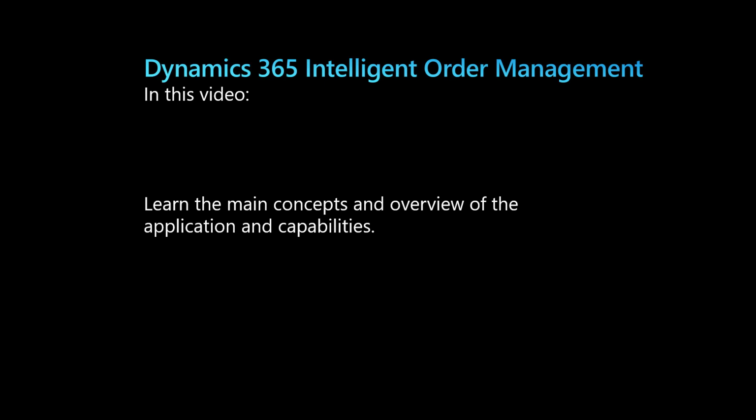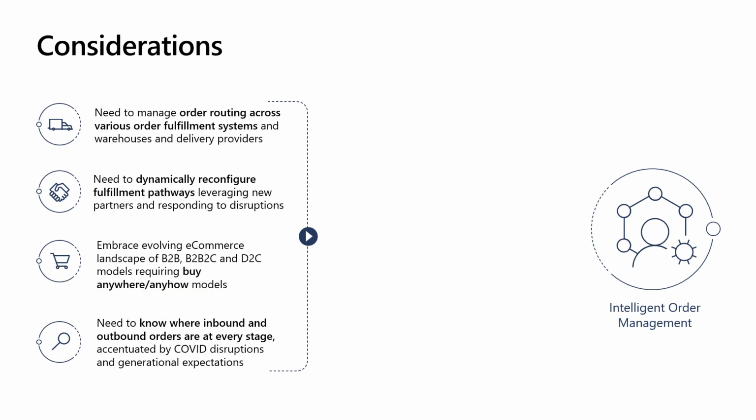In this video, we'll learn the main concepts and overview of the application and capabilities in Microsoft Dynamics 365 Intelligent Order Management. Some of the problems that we wanted to solve with Microsoft Dynamics 365 Intelligent Order Management were some of the problems that we saw customers had, which were needing to route orders across variant fulfillment systems, needing to dynamically configure the fulfillment pathways based on the partners and solutions that they're working with, changing business models evolving from B2B to B2C to direct-to-consumer models, and a mix of those models within an organization, and needing to understand where inbound and outbound orders were at every stage.